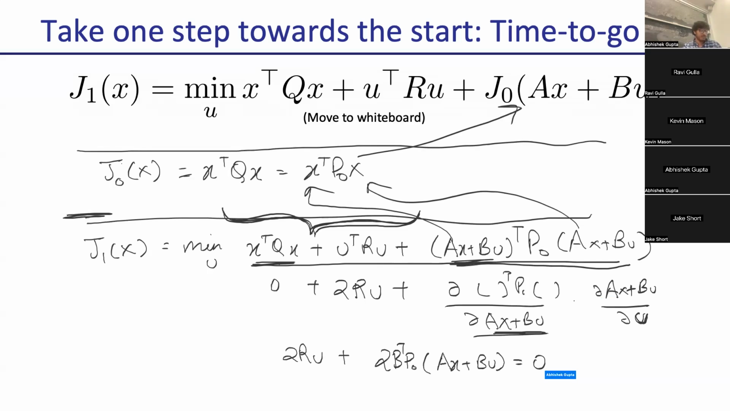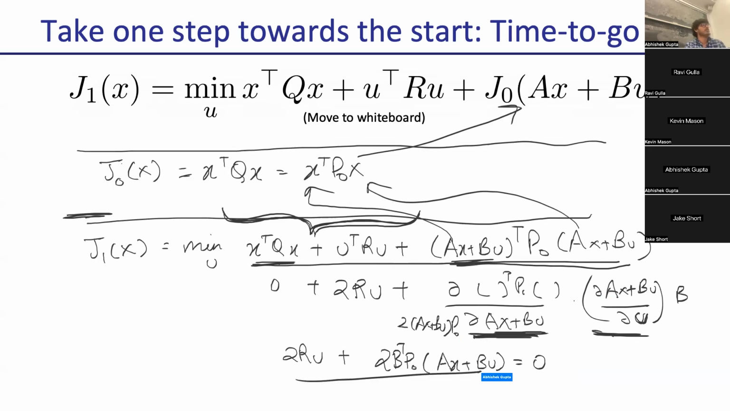So we took the derivative. The derivative is going to be gotten by chain rule. This is a quadratic. This is linear. Linear, you can think of as giving you a b. This, you can think of as giving you 2 ax plus bu times p naught. And so this is going to be the combination of them.